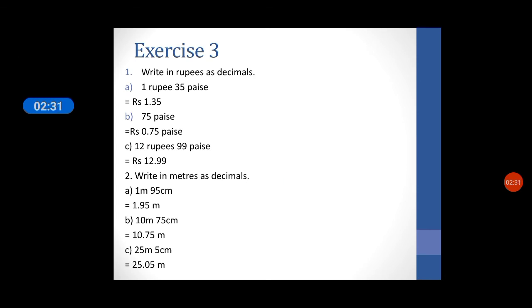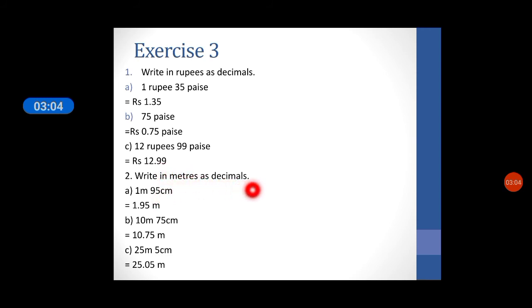So next is 12 rupees 99 paise. That is the same thing. You first write 12 as the whole number part; before the point we write the whole number part, and after the point we put the decimal part. As paise you need to convert in rupees, it is 99 by 100. So that is the decimal part, and rupees is the whole part, so it is 12.99 rupees.